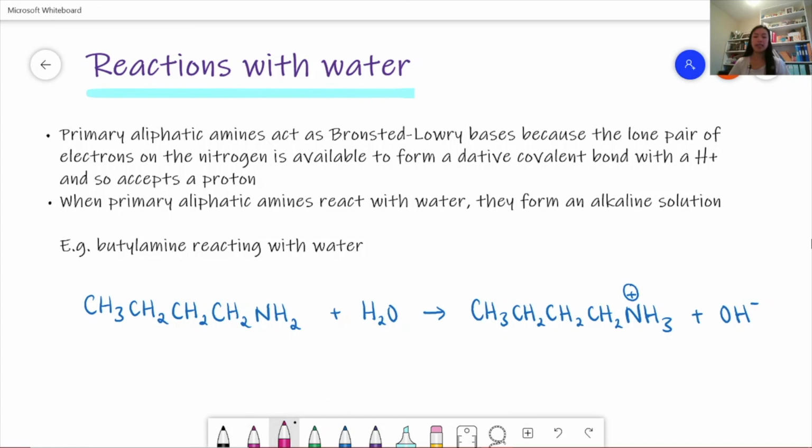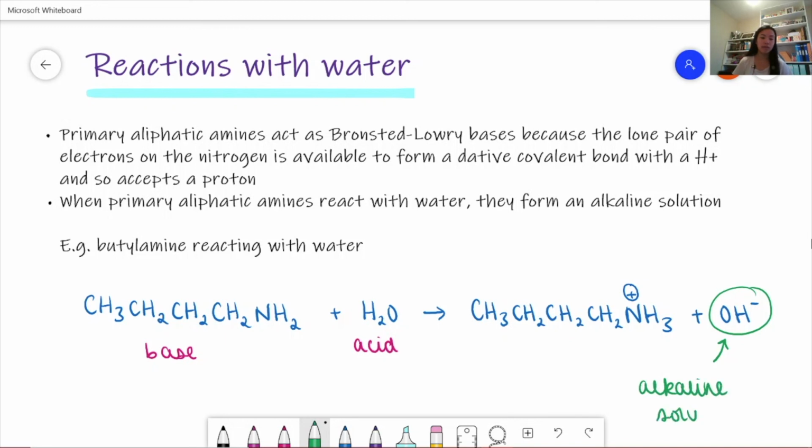So what's happened is that water has acted as an acid, and this butylamine has acted as a base. It's accepted the proton. And so this is why we formed an alkaline solution because we have this OH minus here, which makes it alkaline. And it's also a solution because both of the products formed are charged.